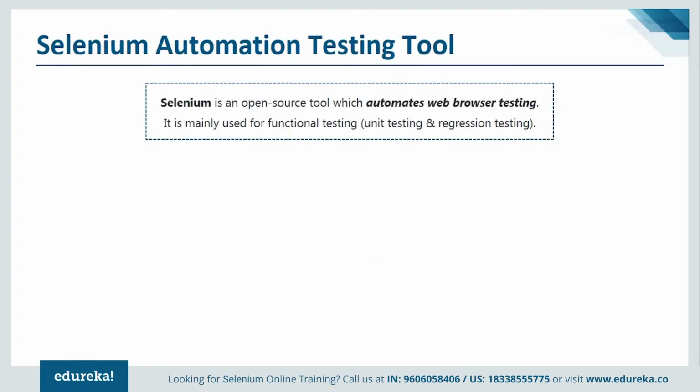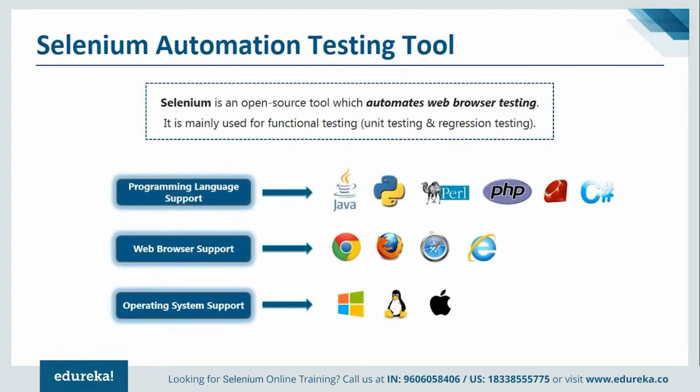And let's start. Okay, so first of all, Selenium is an open source tool which is used for automating web browser tests, right? And it's mainly used for functional testing. And three popular or the most important reasons why Selenium is really popular in the market is because of these three, right? The test scripts can be written in any programming language like Java, Python, Perl, Ruby, and C#.